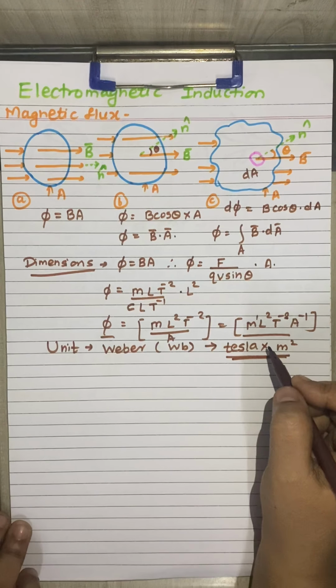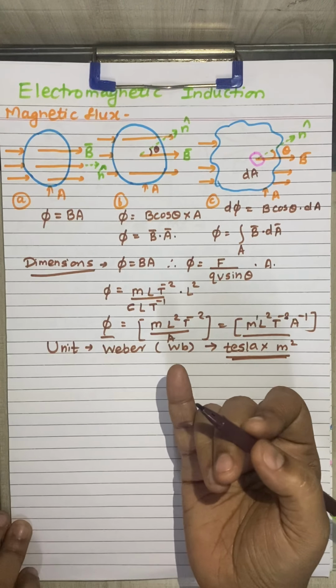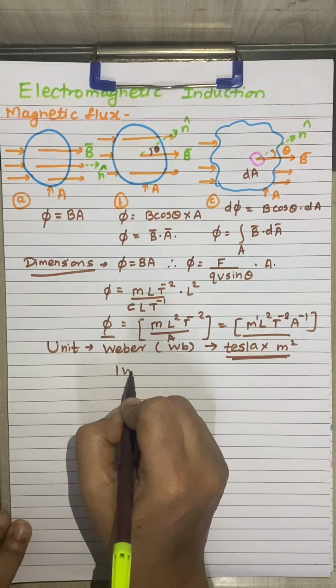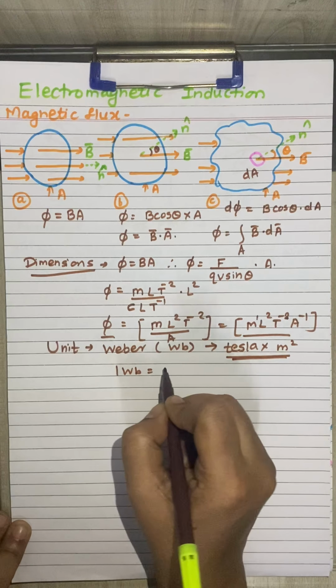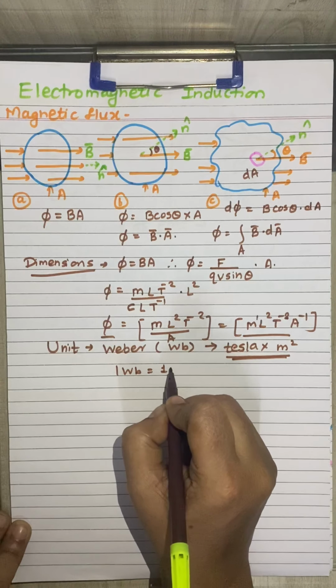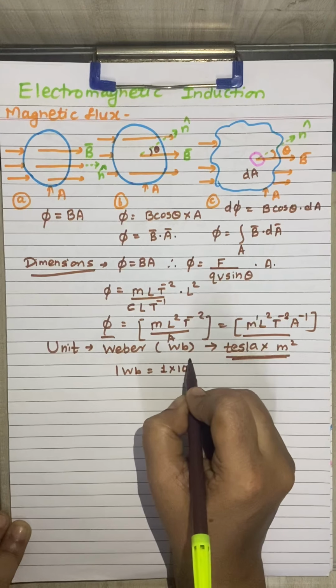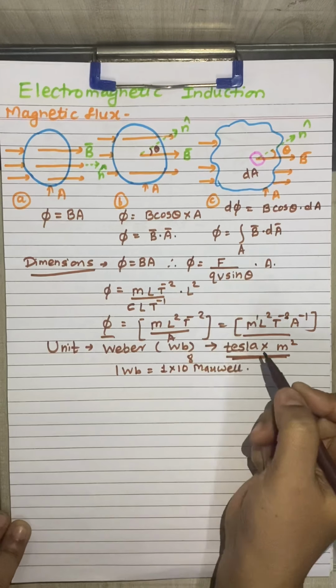Okay. Now the CGS unit is also another, smaller unit. The smaller unit is considered as a Maxwell. So 1 Weber is equal to 1 into 10 raised to 8 Maxwell. This is also another unit.